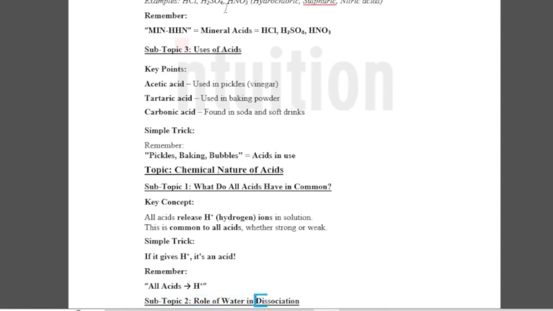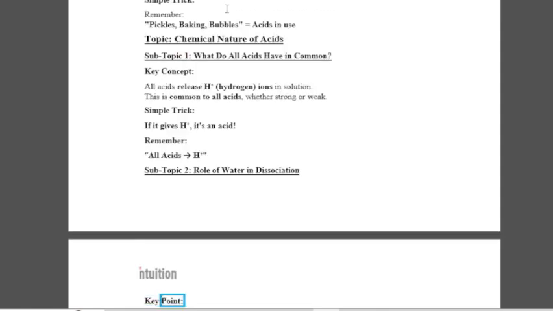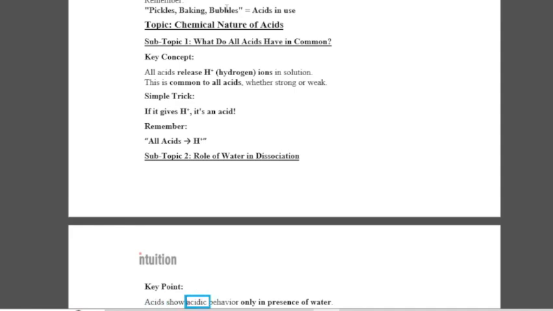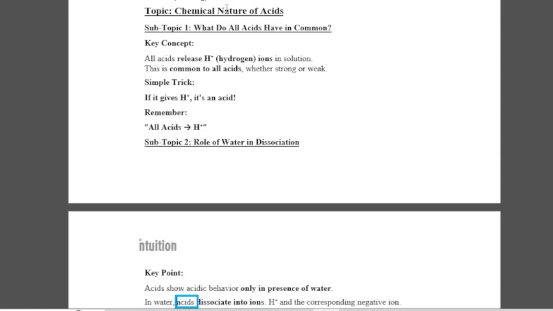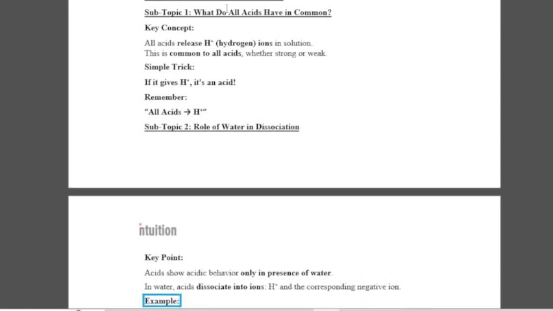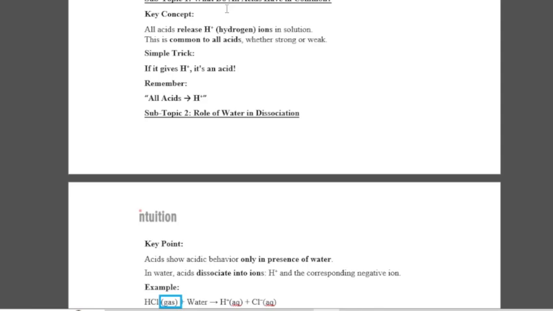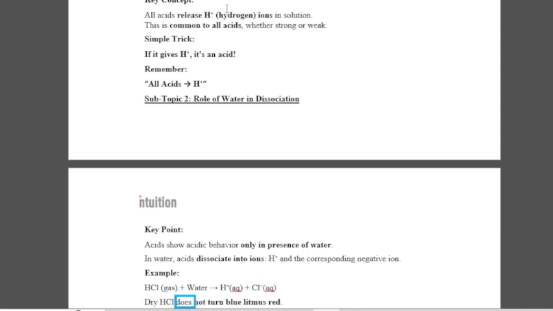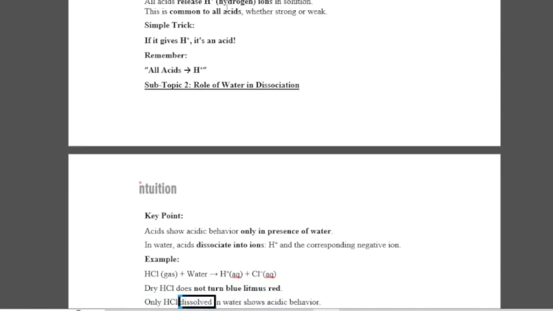Subtopic 2. Role of water in dissociation. Key point: acids show acidic behavior only in the presence of water. In water, acids dissociate into ions, H+ and the corresponding negative ion. Example: HCl gas plus water gives H+ (aq) plus Cl- (aq). Dry HCl does not turn blue litmus red. Only HCl dissolved in water shows acidic behavior.